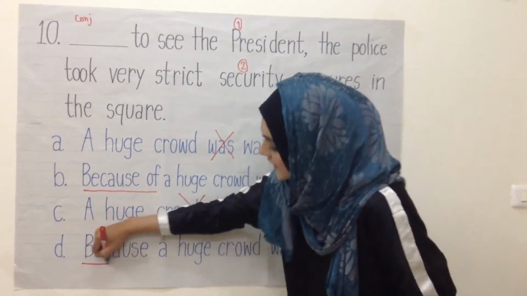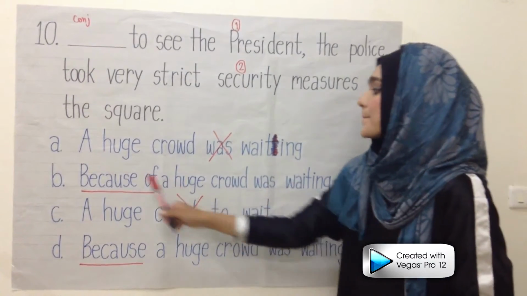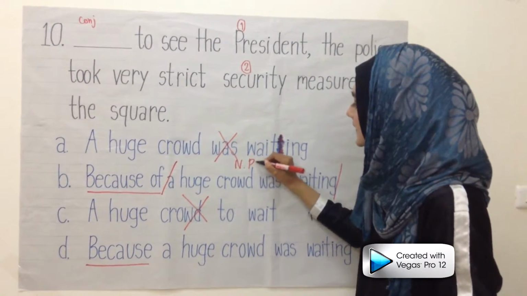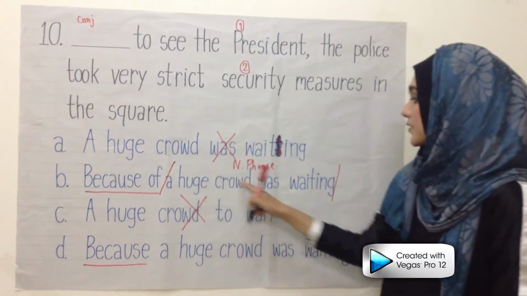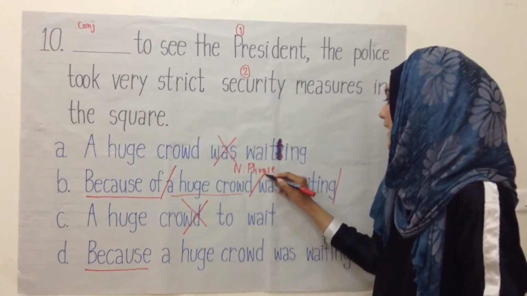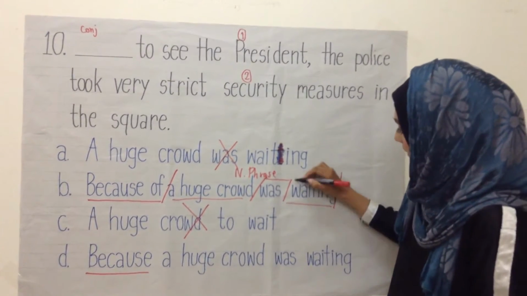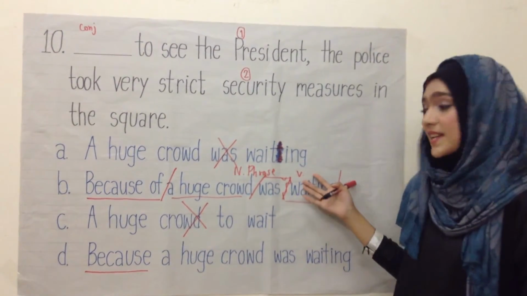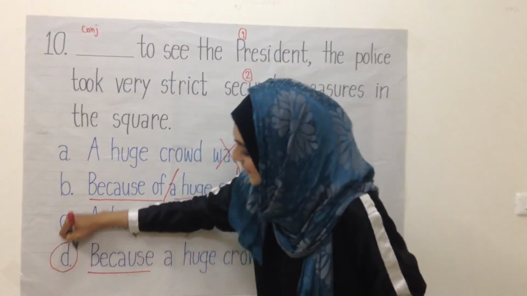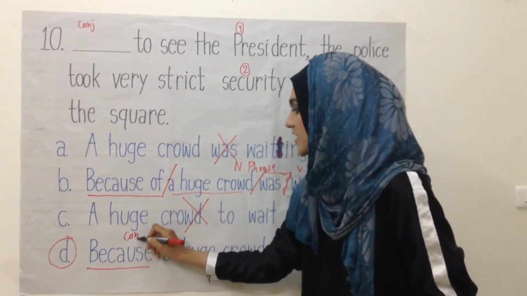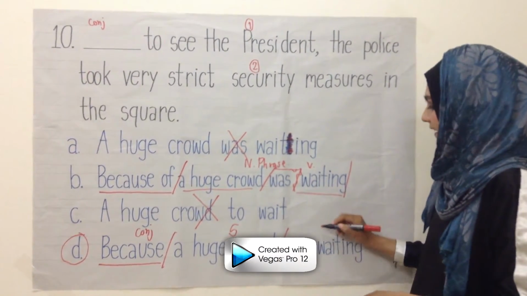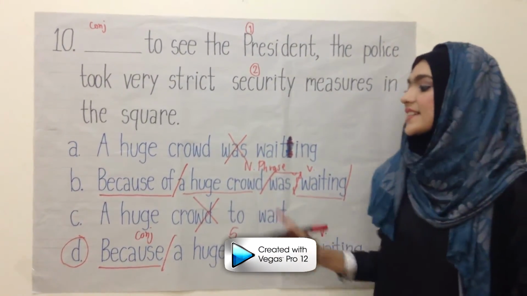For D, because is a conjunction. We need to see that because of has to be followed by a noun phrase. Here it seems to be a sentence because we have a subject and a verb, so we cannot use B. And the answer has to be D, because as a conjunction, plus a huge crowd as a subject, was waiting as a verb. So the answer is D.